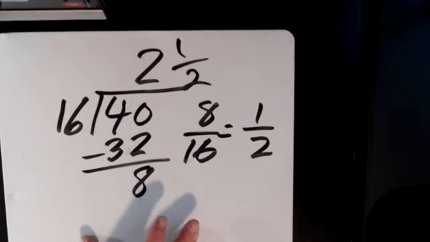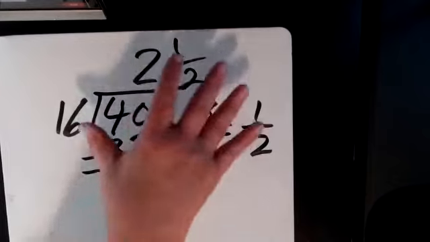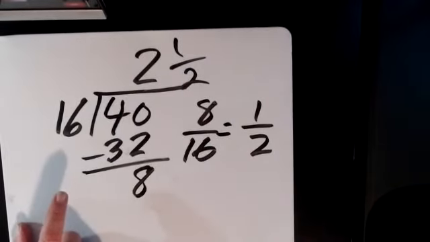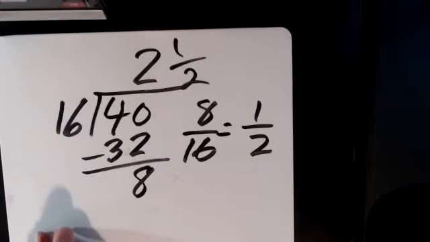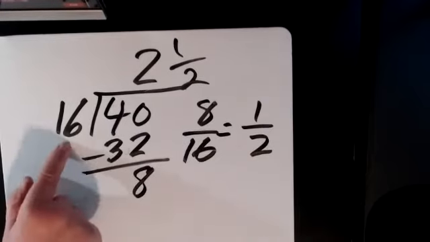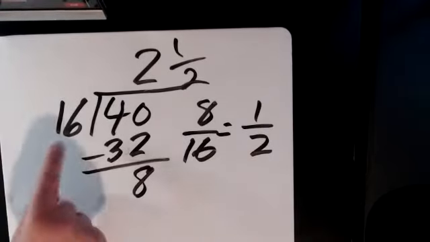All right. So what have I accomplished here? You need to see if you can figure out what I did. 40 ounces is in the story. I divided by 16. You've got to figure out what that number means.